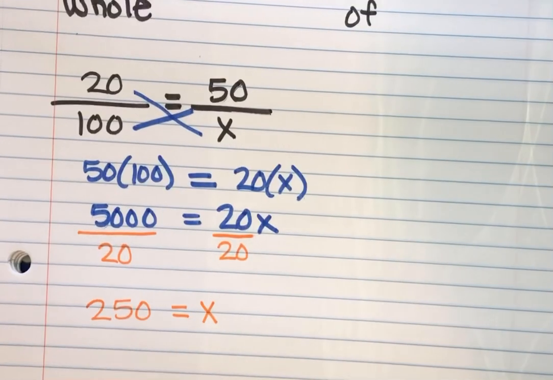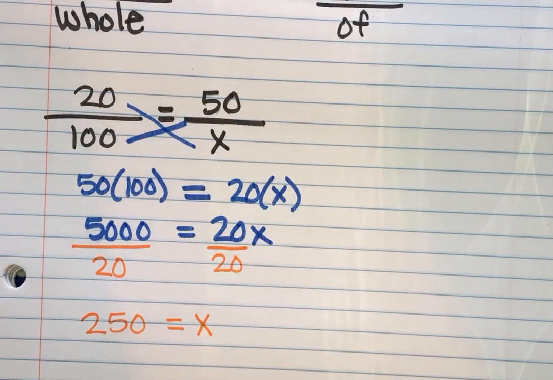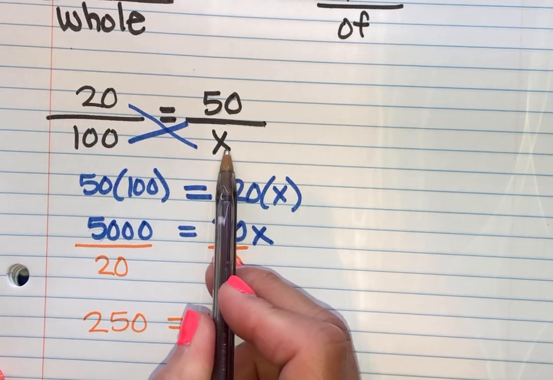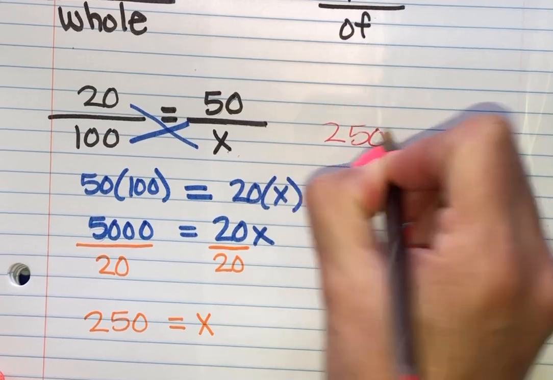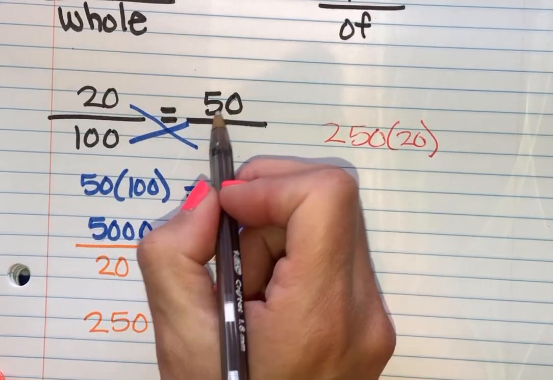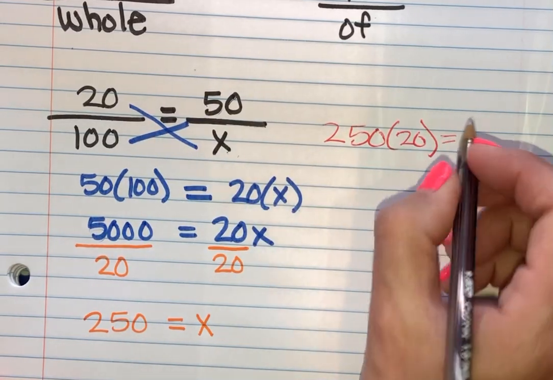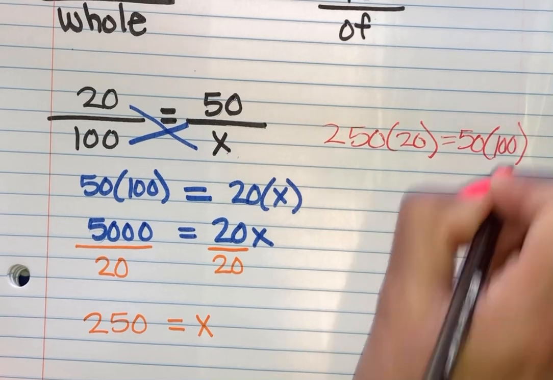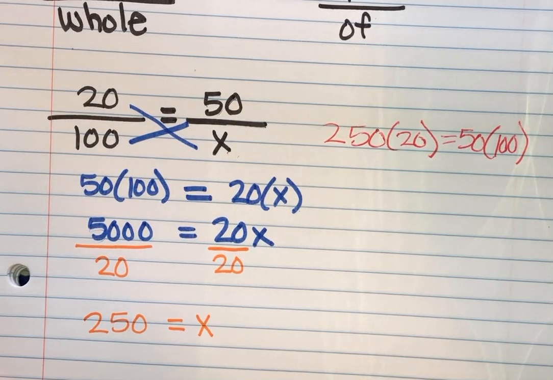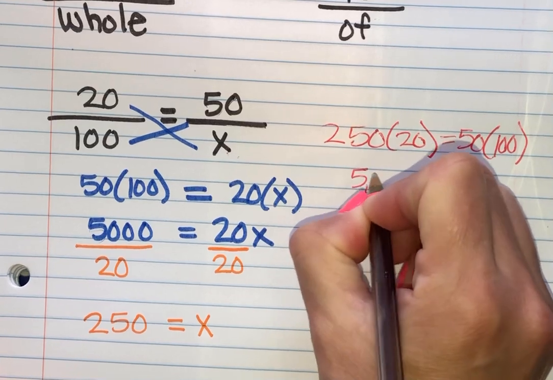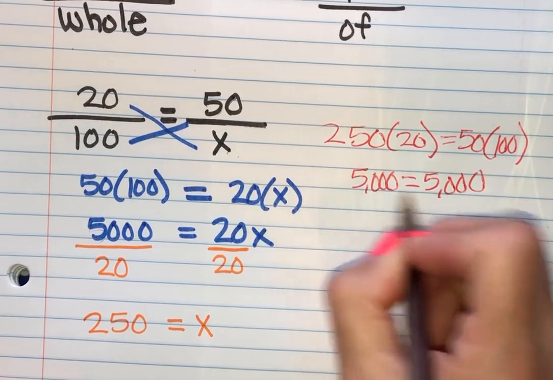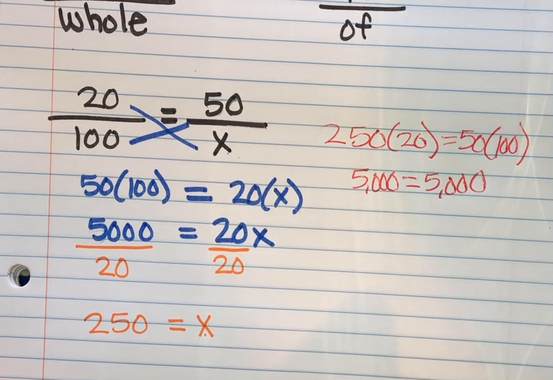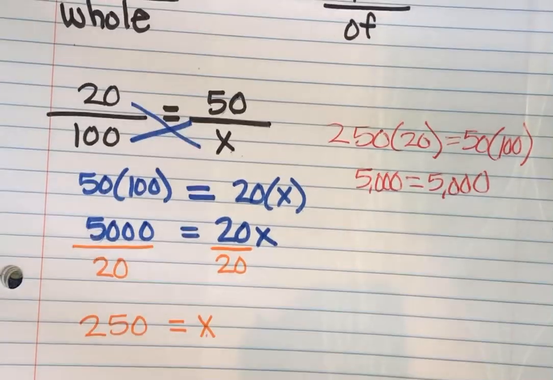So you guys should, with this information, go back up here to your original proportion that you set up. Okay, if x is 250, then 250 times 20, let's check that. Should equal this diagonal, which is 50 times 100. Well, does that work? 250 times 20 is going to give me 5,000. And we already know that 50 times 100 is 5,000. Do these equal? Yes. So you guys know this is correct. And that would be for number 1.